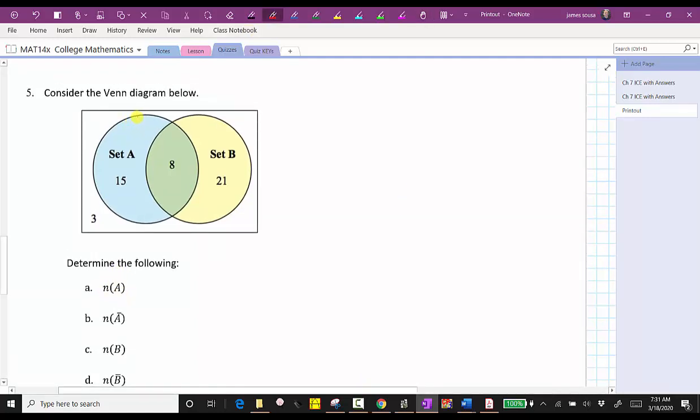So for A, we want to find the cardinality of set A. Well, here is set A. Notice how there are 15 plus 8, or 23 elements in set A, and therefore the cardinality of set A is 23. Next we have the cardinality of A complement, which is the number of elements not in set A. So all the elements not in set A would be all the elements in this region here. We have 3 plus 21, which is 24.